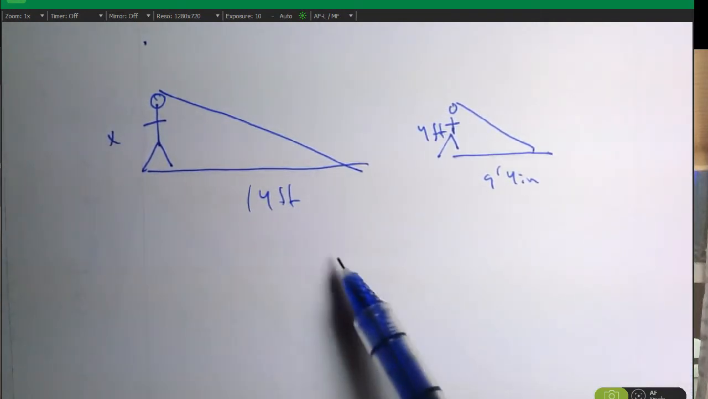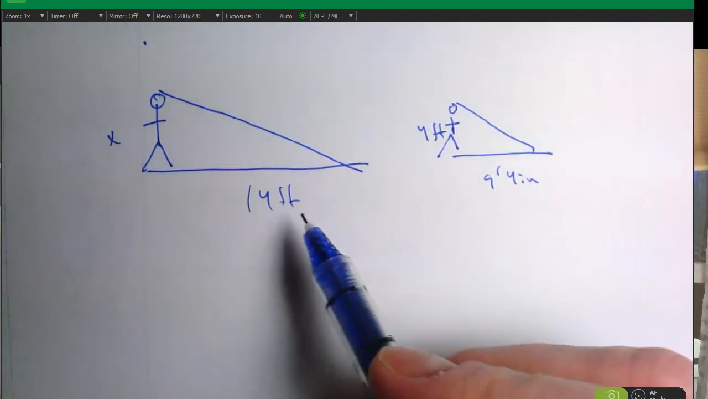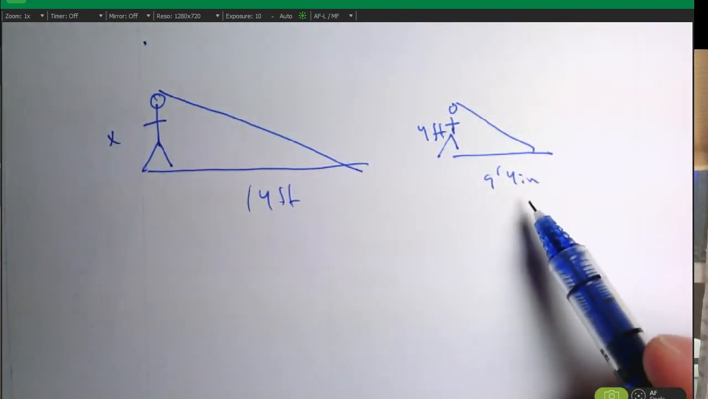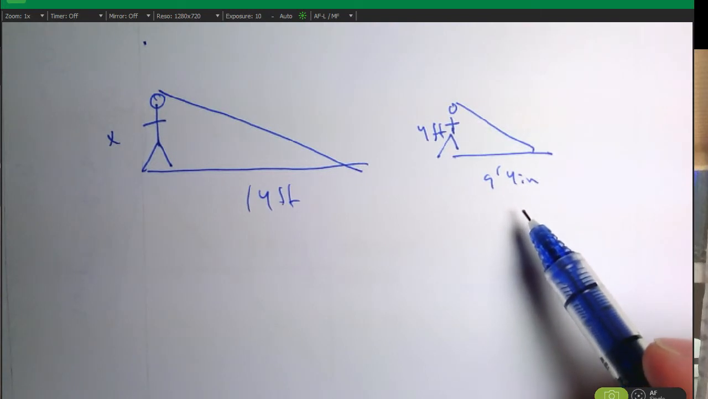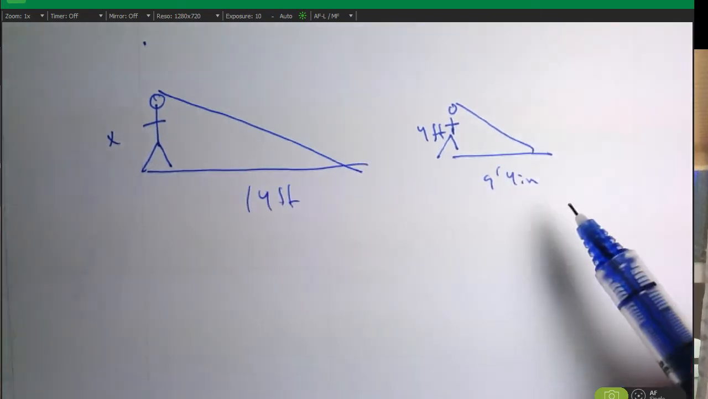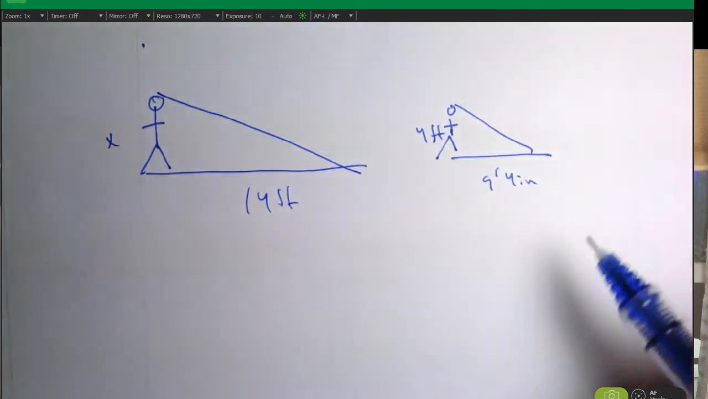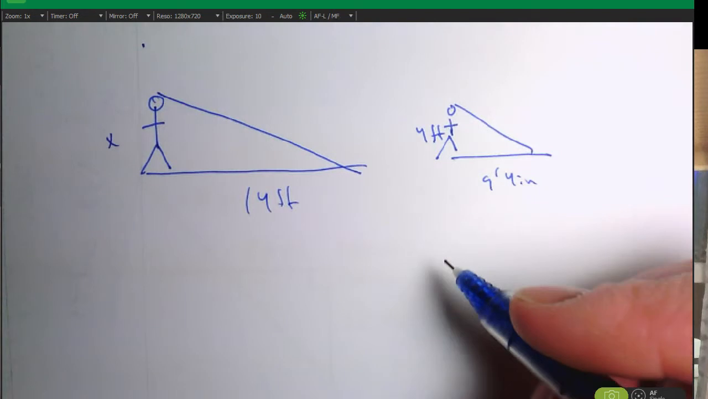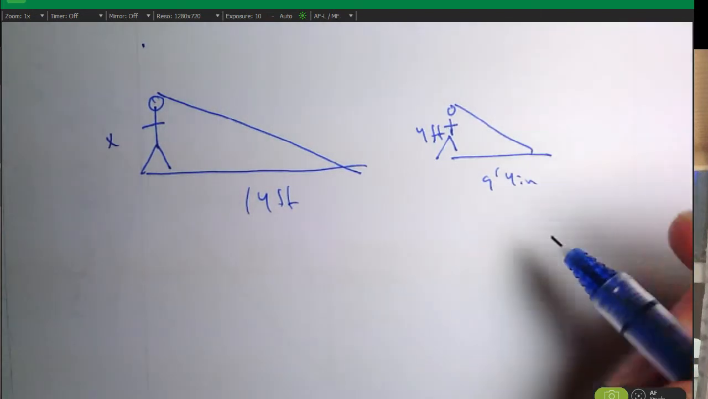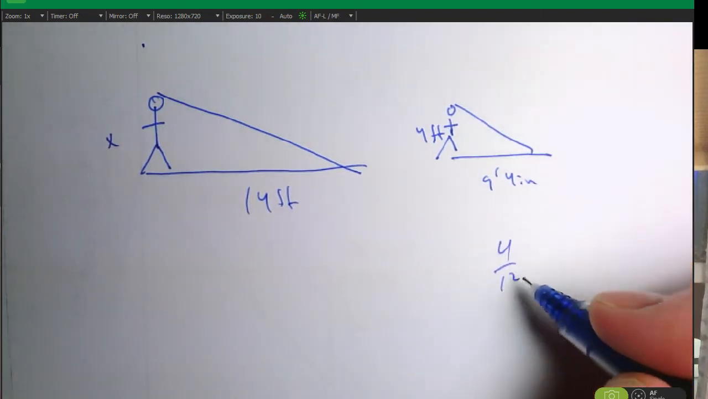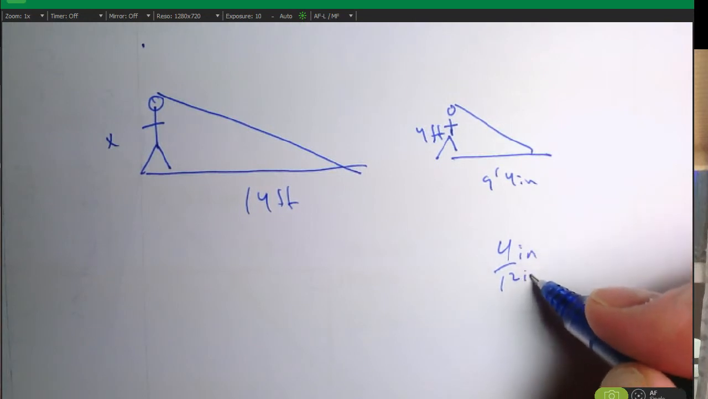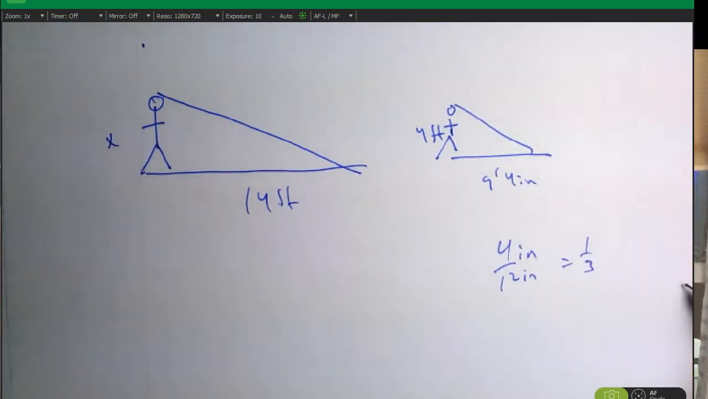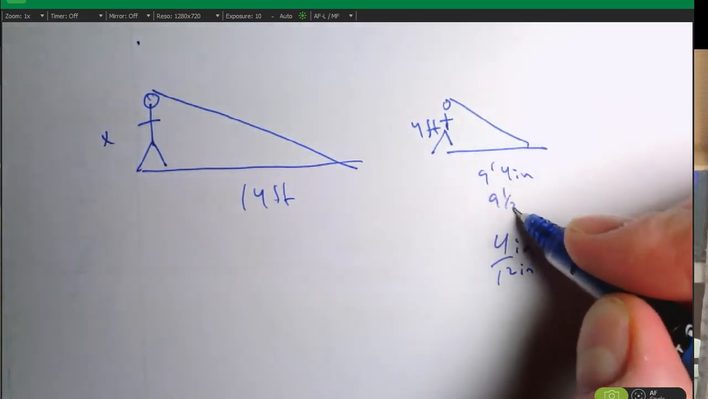We just know now that we've got to set this up. But the problem is the 14 feet is being compared to 9 foot 4 inches. So we have to do one of two things, and it's up to you. You have a calculator, so it doesn't really matter. You can convert this to mixed units, like 9 feet and a fraction of a foot. 4 inches over 12, because that's what a foot is, is a third of a foot. So you have 9 1/3 feet.